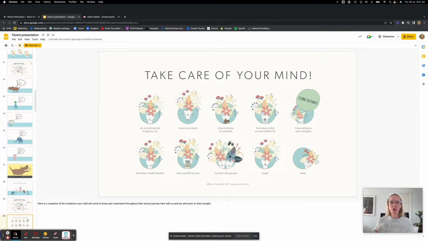So here's a snapshot of the invitations that students will be learning at school, some of the strategies and what we're going to be going into tonight at the parent night, and hopefully give you a few strategies along with these invitations that you could try at home too. So I'm going to pause now and we're going to go into each of those invitations.